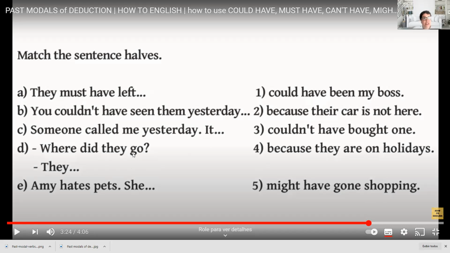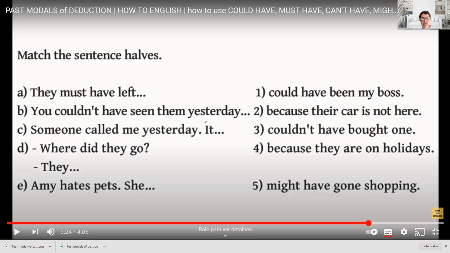Okay, so letter D matches number 5 better. And finally, letter E. Amy hates bats. She couldn't have bought one. All right. And what about letter A? Which one then matches letter A? Because letter D goes to number 5. And what about letter A?